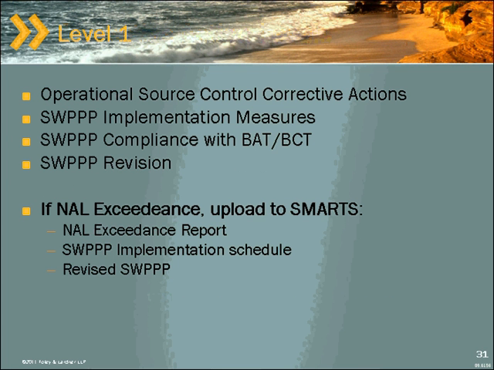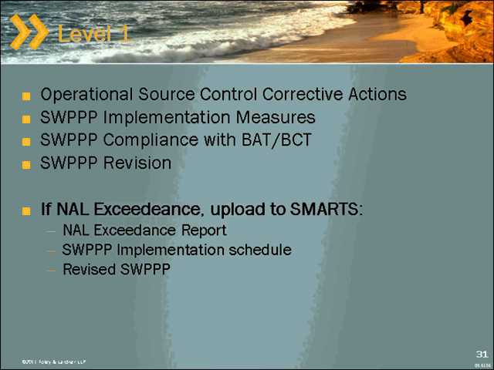So we'll briefly run through these in the interest of time because we'd like to be able to get to some of the questions here. Level 1 would be the operational source control corrective actions, implementation measures with the SWP and compliance with BAT, BCT, and a SWP revision. Now, if you have an NAL exceedance, then you would upload to SMARTS an NAL exceedance report and the SWP implementation schedule along with what you're proposing to do with your enhanced BMPs or additional BMPs, and of course the revised SWP that would reflect these changes.